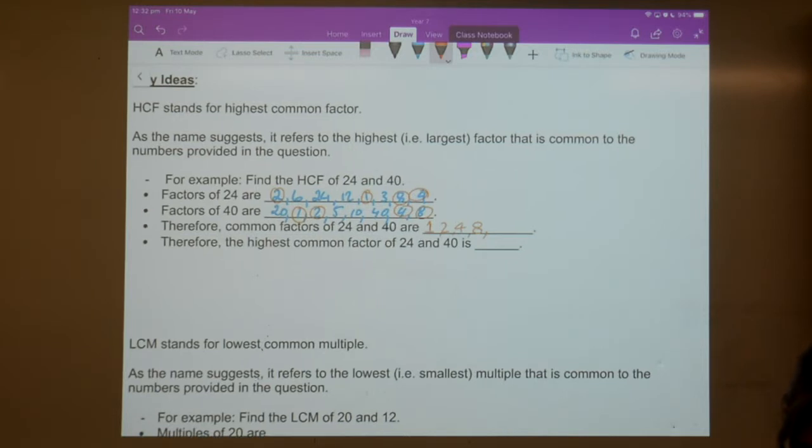8. Right, does that make sense? Yeah. And that's what you're going to do to find the highest common factor.